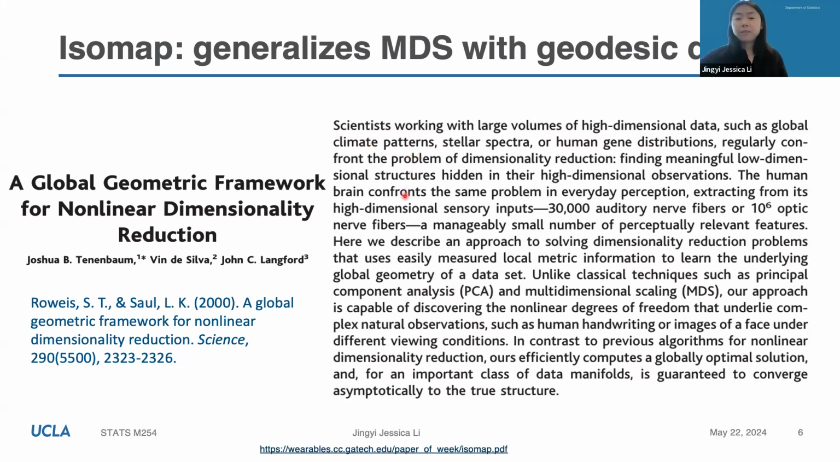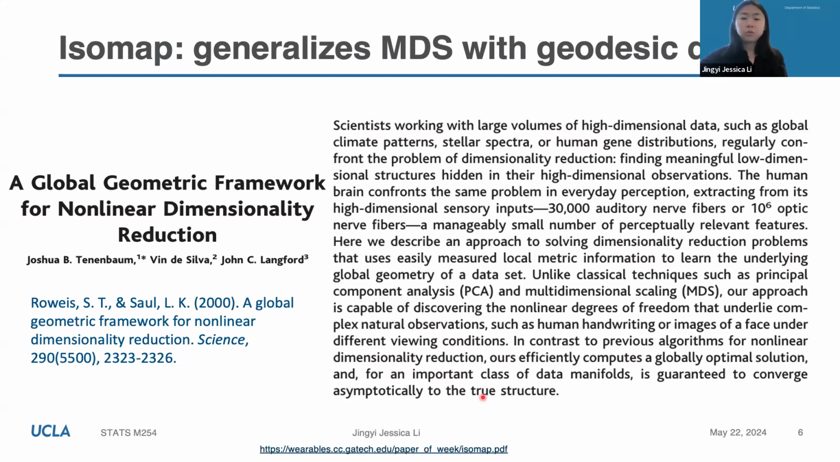I'll start from here. An approach to solving dimensionality reduction problems that uses easily measured local metric information to learn the underlying global geometry of a data set. Unlike classical techniques such as PCA and MDS, our approach is capable of discovering the nonlinear degrees of freedom that underlie complex natural observations, such as human handwriting or images of a face under different viewing conditions. In contrast to previous algorithms for nonlinear dimensionality reduction, ours efficiently computes a globally optimal solution. And for an important class of data manifolds, it's guaranteed to converge asymptotically to the true structure. Okay, so this is just the abstract.